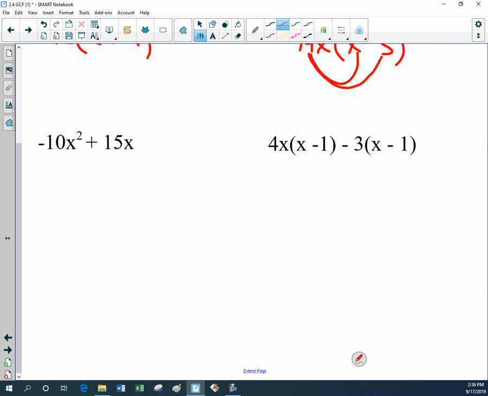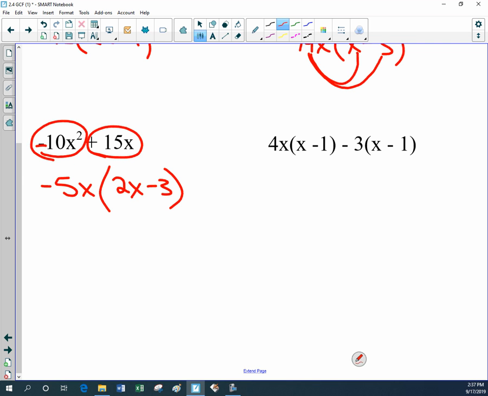Okay, next example, negative 10x squared plus 15x. Greatest common factor of these two terms would be 5x. The first term's negative, so we're going to factor out the negative. So it'd be negative 5x that we're going to factor out. So negative 5x times 2x would give us the negative 10x squared. Negative 5x times negative 3 would give us a positive 15x. That's my answer.